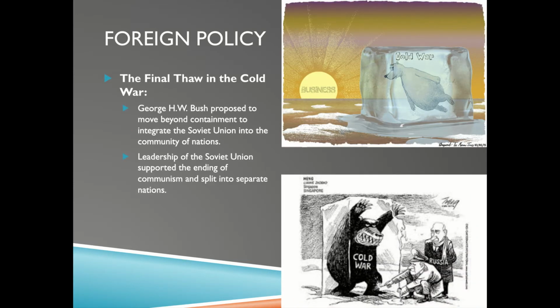So the late 1980s, 1987, 88, is the final thaw in the Cold War. George H.W. Bush, the father of George W. Bush, proposed to move beyond containment to integrate the Soviet Union into the community of nations. This is during Reagan's last year or two in office, when he tells the Soviet Union to tear down the wall, to symbolize the Berlin Wall.